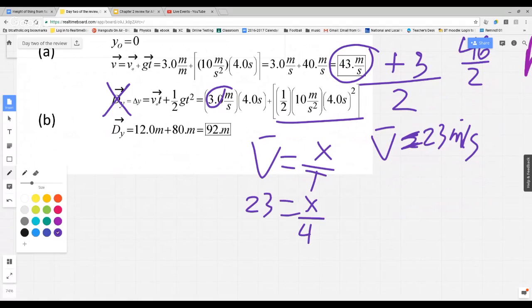Multiply by 4. That's 23 times 4, which should equal 92. It does. Meters per second. Nice. Why is it just meters? Because distance is measured in meters. Displacement.